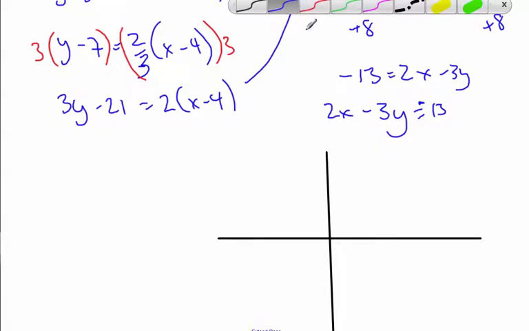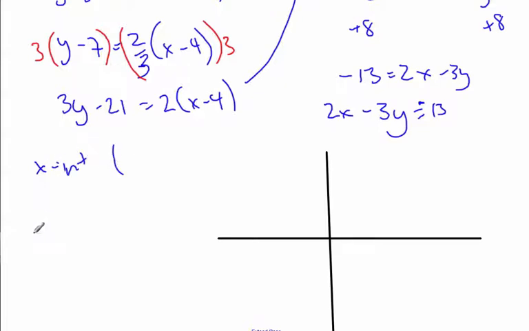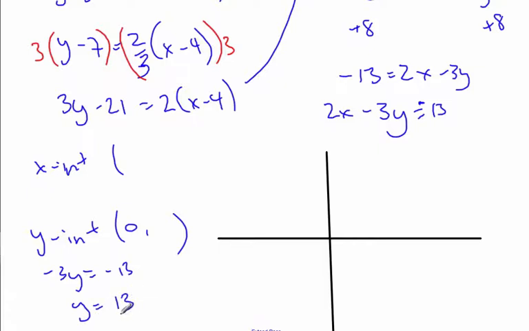Okay, so when x is 0, that's the y-intercept. When x is 0, we're going to have negative 3y equals negative 13. So we get y equals 13 over 3, positive. That is approximately 4 1/3. So I'm going to go over 0 and up 1, 2, 3, 4, and a little bit more. Here's the point, about here.